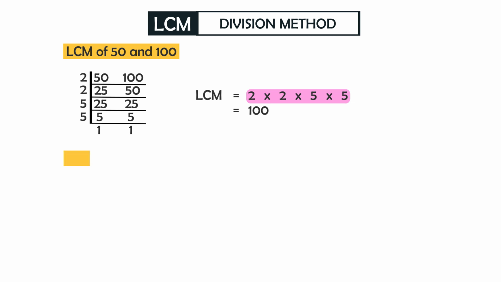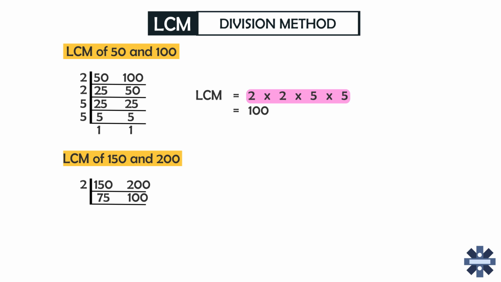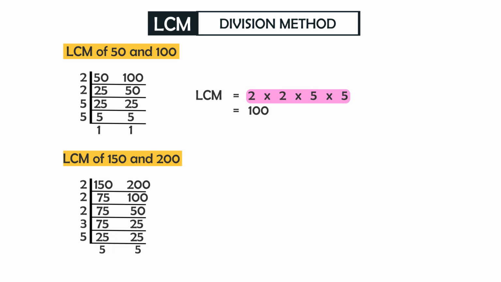Now let's find the LCM of 150 and 200 using the division method. 150 and 200 can be divided by 2. Then it's 75 and 100. Then again divided by 2, 75, 50. Then divided by 2, 75, 25. Then divided by 3, 25, 25. Then divided by 5, 5 and 5. Then divided by 5 again. Then we can have 1 and 1.